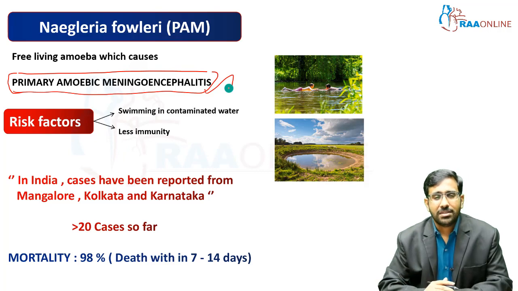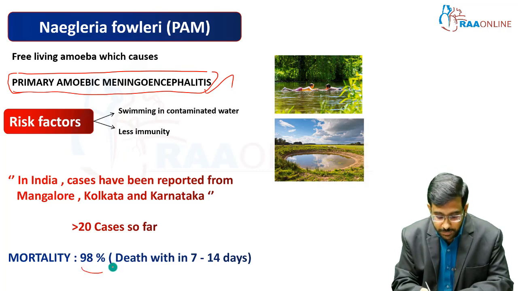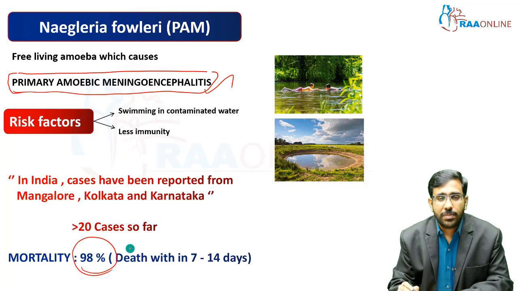In India, more than 20 cases have been reported, from areas like Mangalore, Calcutta and Karnataka. The mortality rate is very high for this infection, around 98%. Usually death occurs within 7 to 14 days of diagnosis. Again, it is very important to know the percentage. The mortality is 98% for Naegleria fowleri primary amoebic meningoencephalitis.